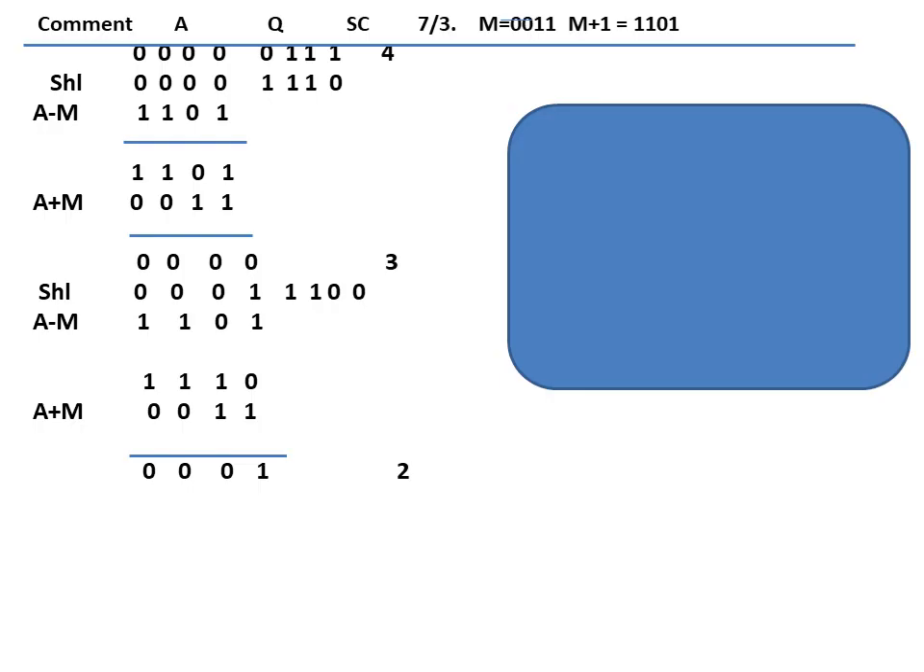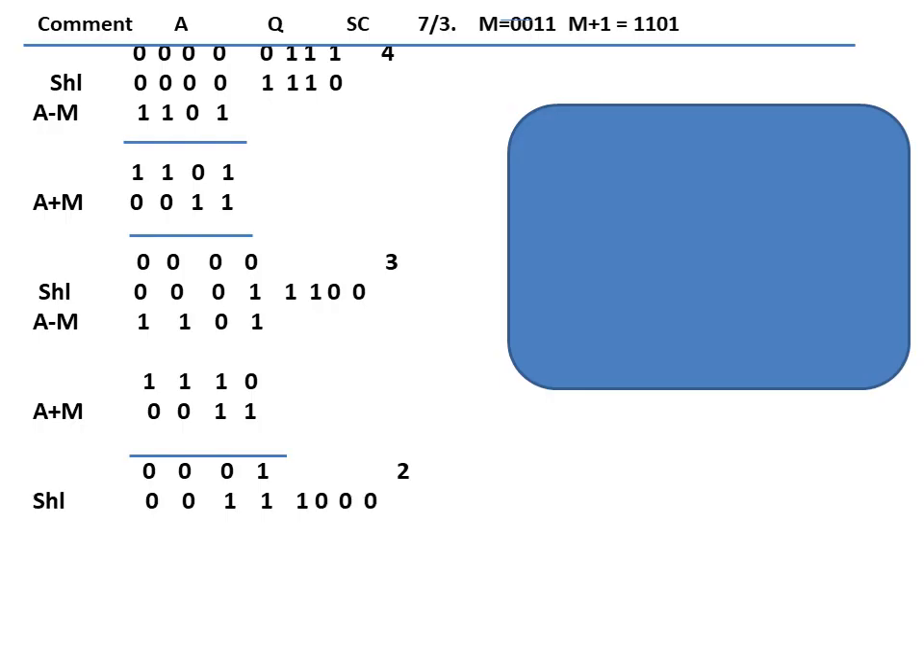If this result and this result are the same, then we are right. Here, note that this result and this result are the same. So till now we are going in the right direction. We are getting the correct answer. The next step is to perform the shift left operation.